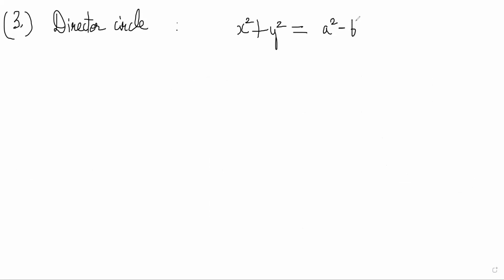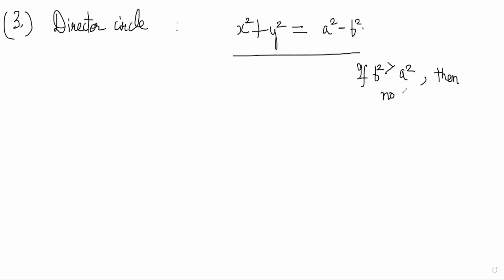Then the third thing is the director circle. What is the locus of the point which moves such that perpendicular tangents can be drawn from there to the hyperbola? That comes out to be x square plus y square is equal to a square minus b square. So here, obviously, if b square is greater than a square, then the circle is not real.